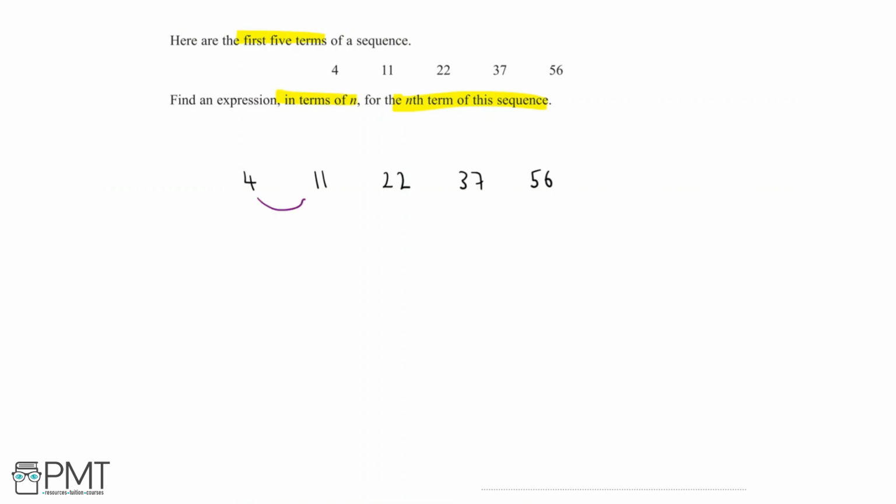The difference between 4 and 11 is 7. The difference between 11 and 22 is 11. The difference between 22 and 37 is 15. And the difference between 37 and 56 is 19. Now we can see that this isn't a linear sequence, because the differences between the terms of the sequence are not equal. But now what we can do is to find the second difference, which is the difference between the differences between the terms in the sequence.